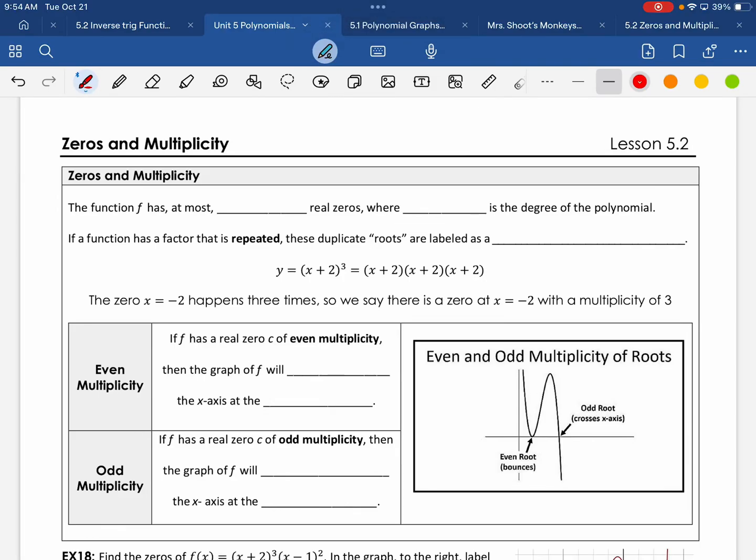So we are going to talk about zeros and multiplicity today. It should be a pretty easy lesson. All right. A function f has at most n number of real zeros, where n is the degree of the polynomial. So if you have a polynomial of degree 5, at most it's going to have 5 zeros. It's kind of a way that you can check yourself.